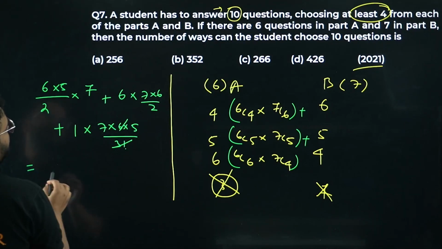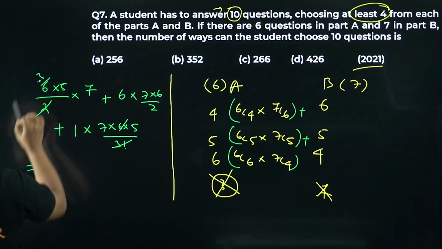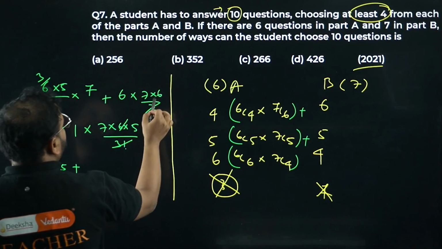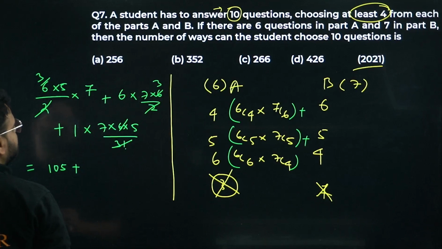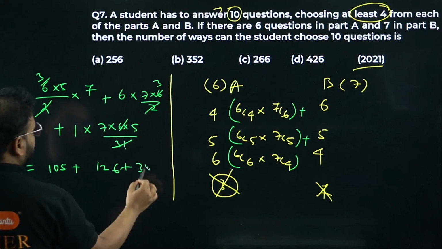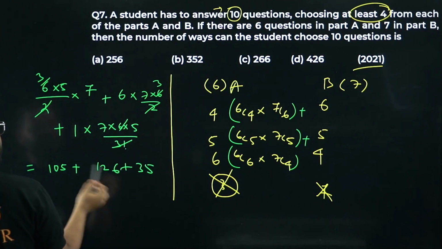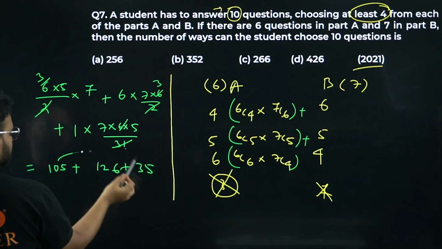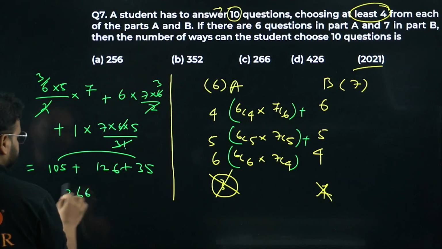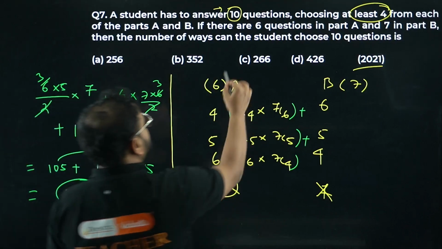What I have left, please check. 2 3s are 6, so 5 3s are 15 into 7, so we get 105 over here. For this I get 3, so 21 into 6 is 126. And over here I have 35 one more time, which is 140. So 105 plus 126 plus 35 is 266. Please check, the answer will be 266.